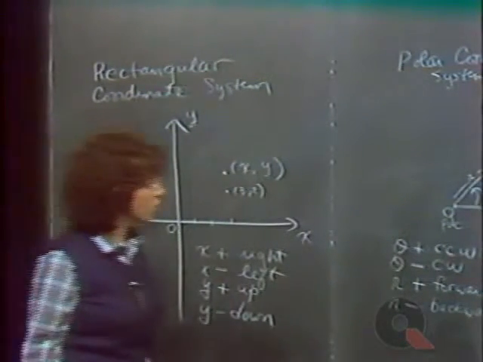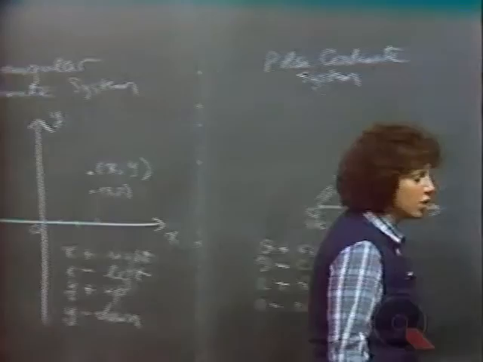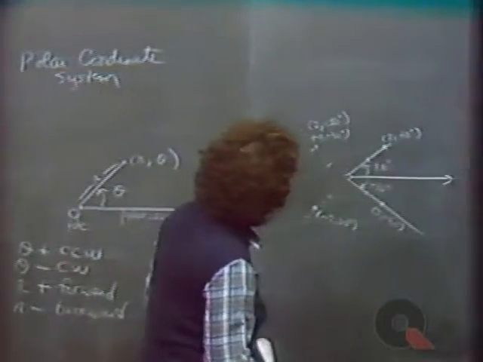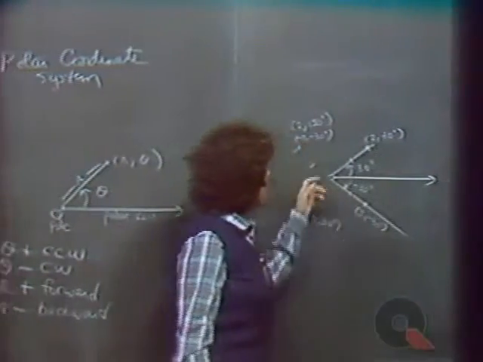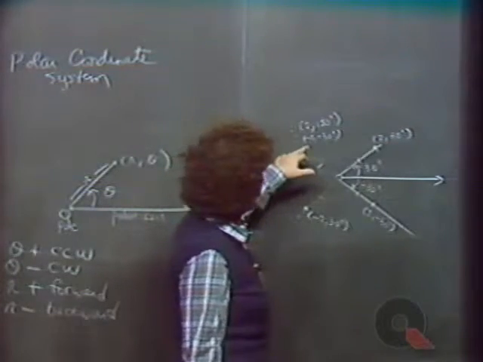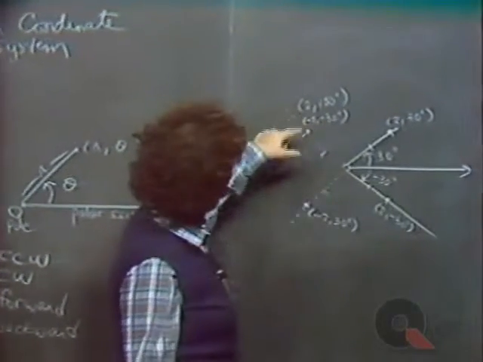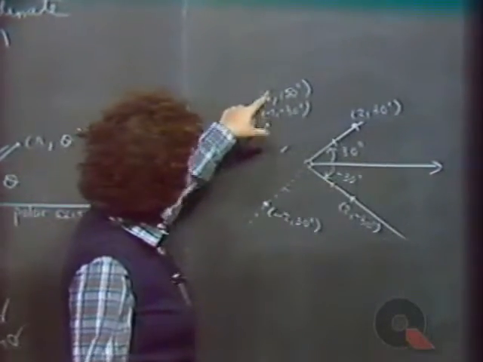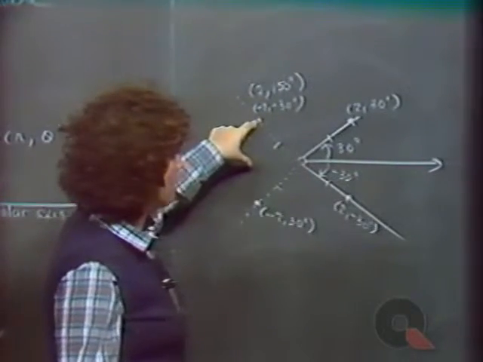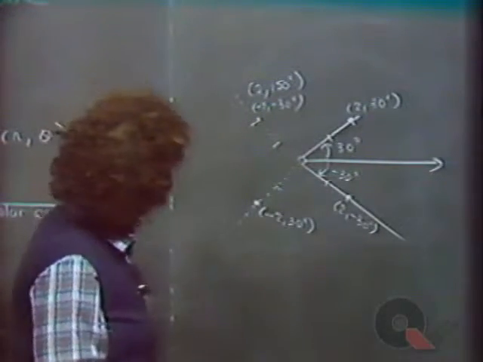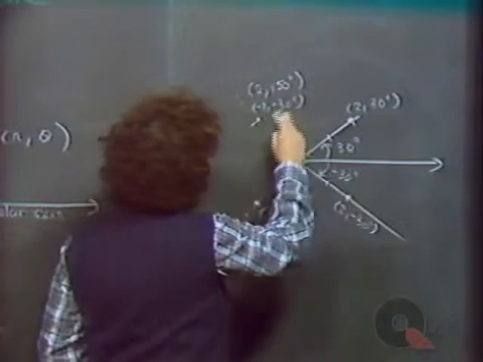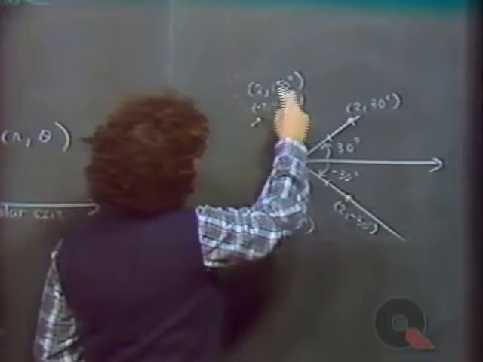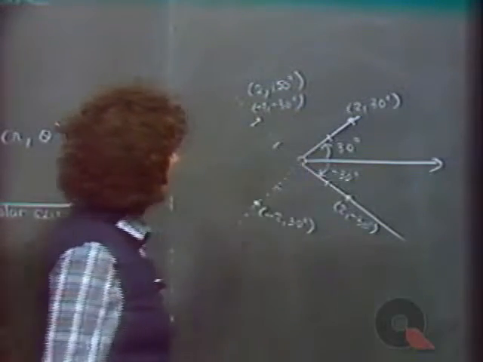Now, in the polar coordinate system, we lose this idea of a one-to-one correspondence. There is more than one way to get to a particular point in the plane. A point here can have more than one pair of coordinates associated with it. In fact, we will learn that there are infinitely many representations for any particular point in the plane.